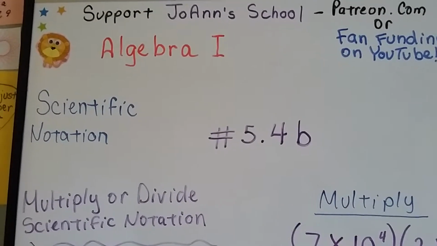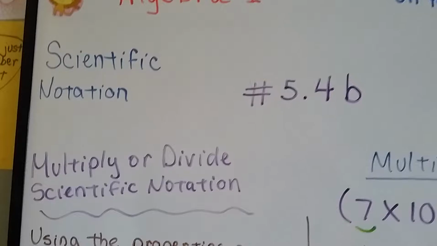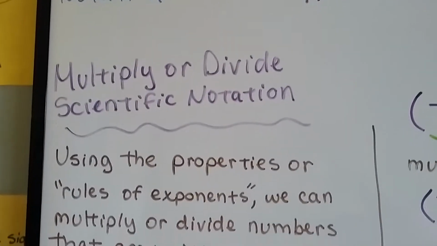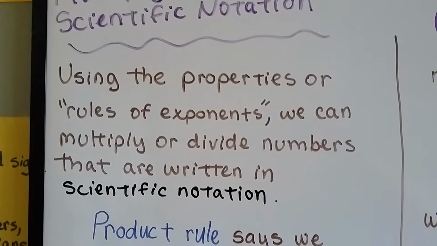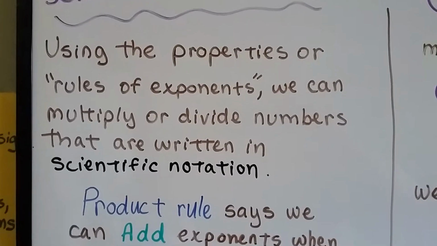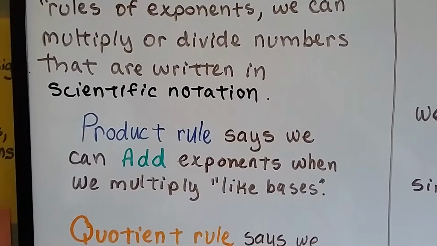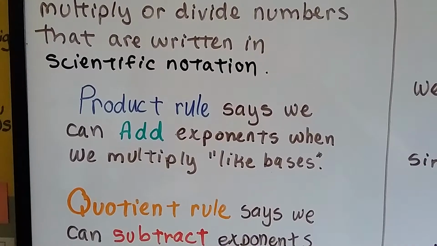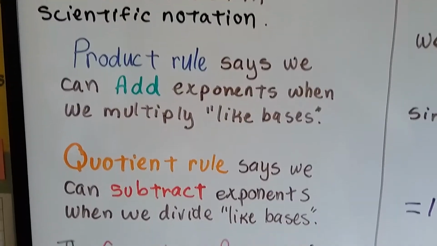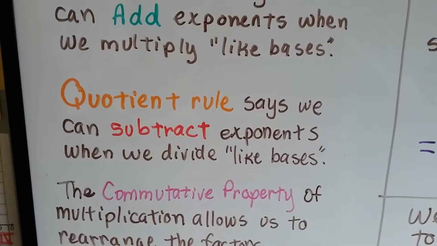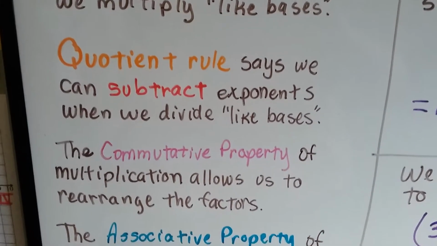Algebra 1, number 5.4b, we're going to talk about multiplying and dividing scientific notation. And using the properties or rules of exponents, we can multiply or divide numbers that are written in scientific notation. The product rule says that we can add exponents when we multiply like bases, and the quotient rule says that we can subtract exponents when we divide like bases.